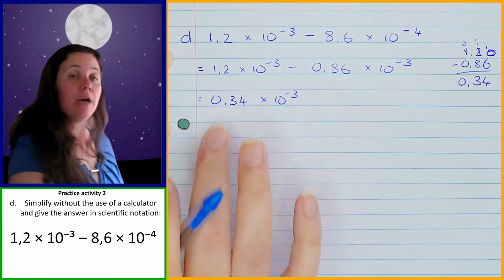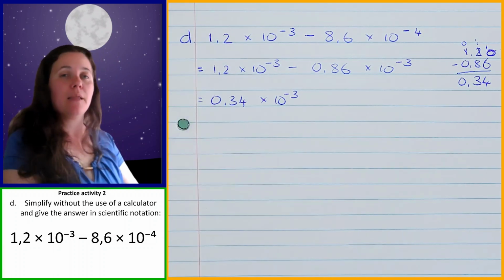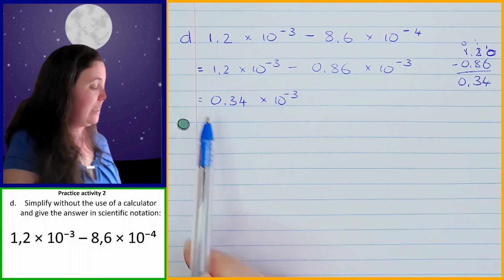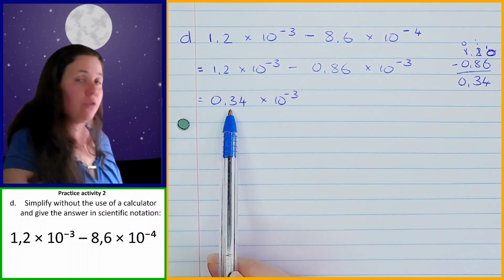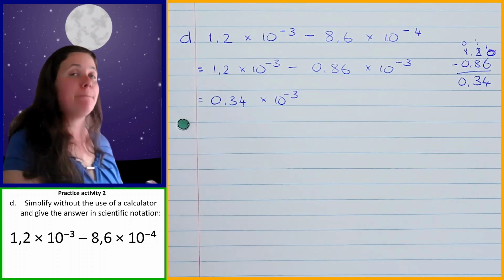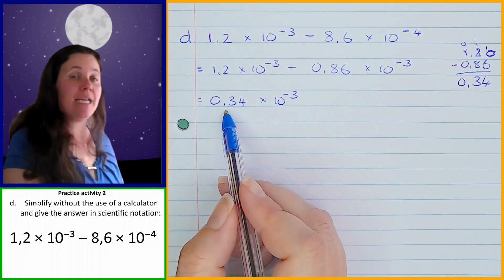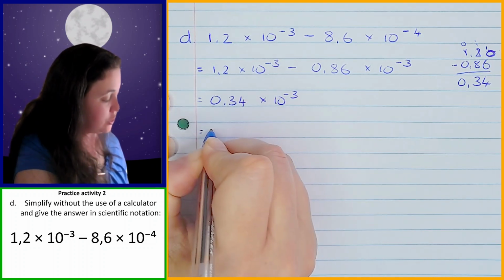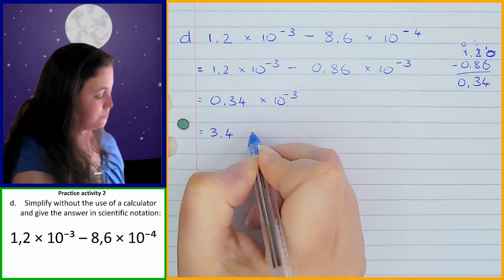Okay, so now I need to go and check this. Now, remember I said it's not always going to save you from having to fix your scientific notation. So over here, if we check this, 0.34 is not between 1 and 10. It is too small. So I need to multiply it by 10 to change it and make it proper scientific notation. So I'm going to change this to 3.4.